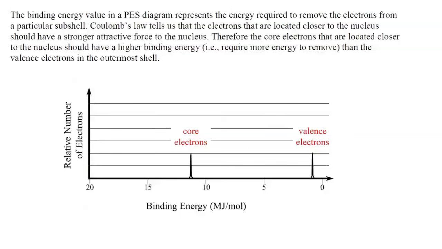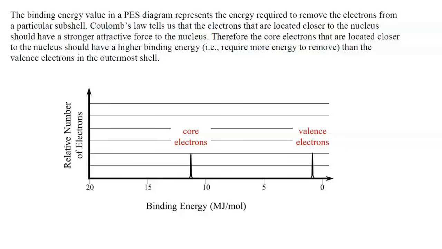Okay, let's take a moment to process what we have just learned from question 12. In a PES diagram, you have binding energy. The binding energy value represents the energy required to remove the electrons from a particular subshell. Coulomb's law tells us that the electrons that are located closer to the nucleus should have a stronger attractive force to the nucleus, so therefore the core electrons are closer to the nucleus and they should have a higher binding energy. In other words, they require more energy to remove than the valence electrons, which are farther away in the outermost shell.